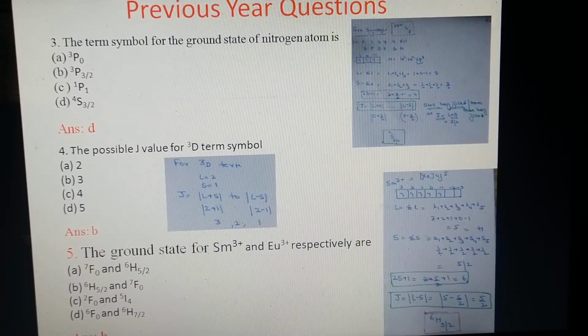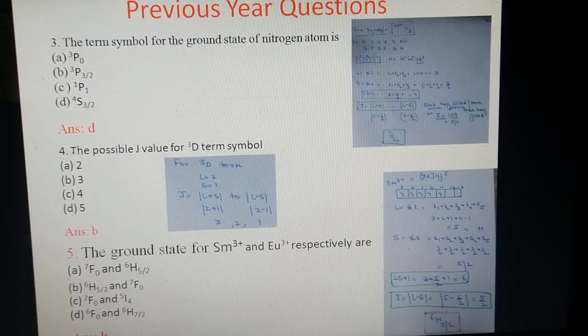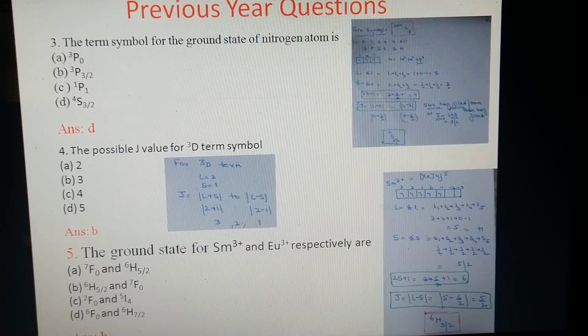Similarly, by applying the same formula, you are able to calculate the value for Eu 3 positive. This is your practice question, and make sure you practice a lot of questions on the term symbol. It is a very important topic for the CSIR-NET exam, and every time the question comes for 2 marks or 4 marks. So hopefully you will like this video.